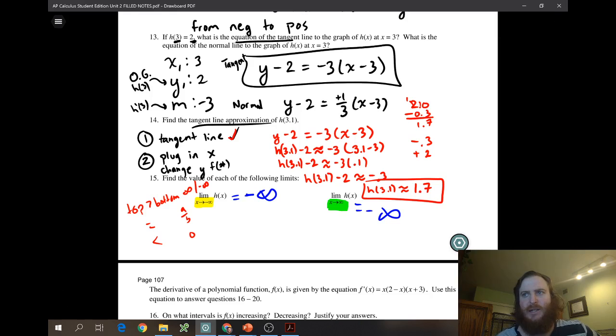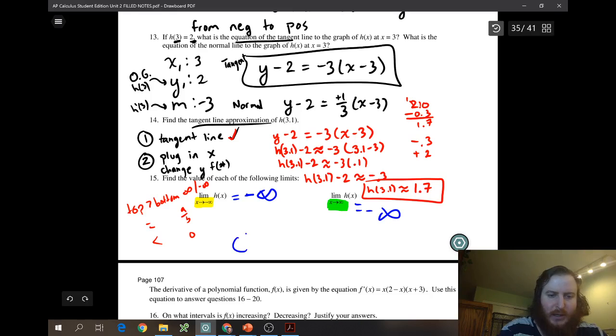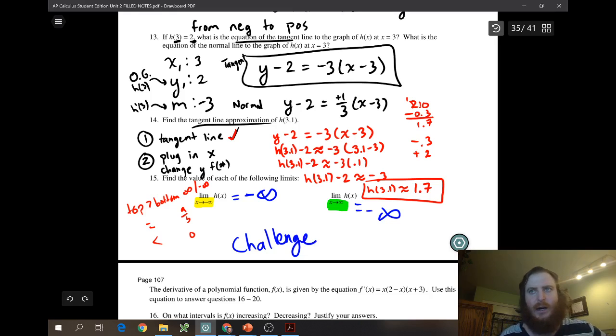So that was a really tough concept. This is definitely a challenge question, but it's something that I really do want us to try to understand, and realize how we did that: we looked at that increasing and decreasing concept. Okay.